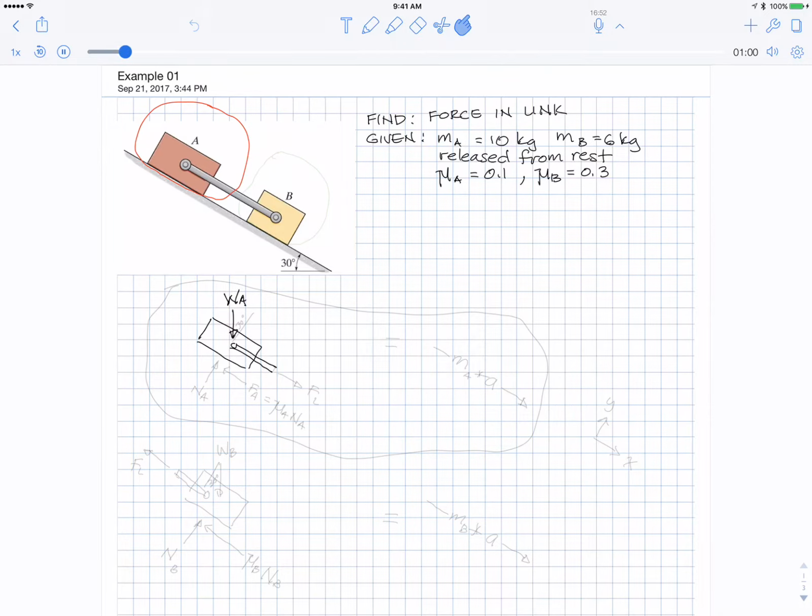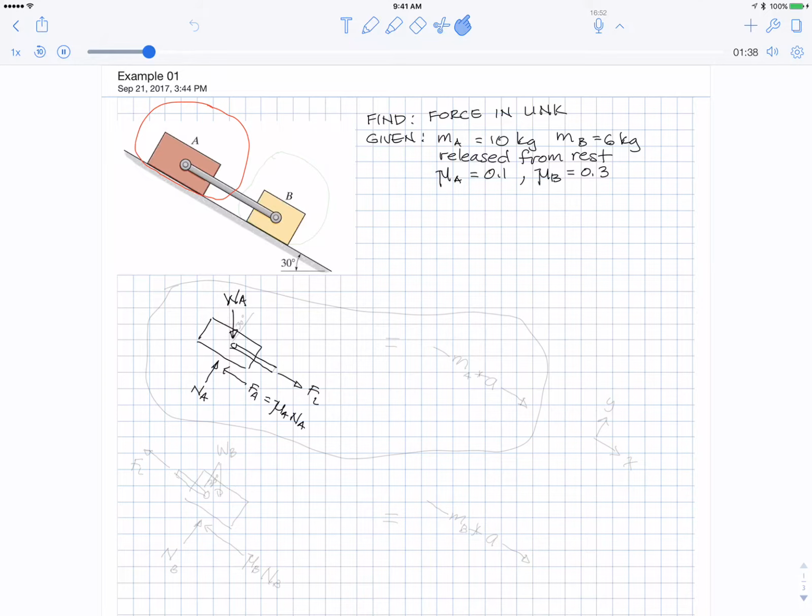Then you draw everything you've cut through. So the circle cuts through that link, and so I'm just going to draw there the force of the link. And I've cut through between the block and the ground. And so there's the normal at A and the friction at A. And it says that it's moving, so that must be mu A normal A. And we're using the kinetic mu.